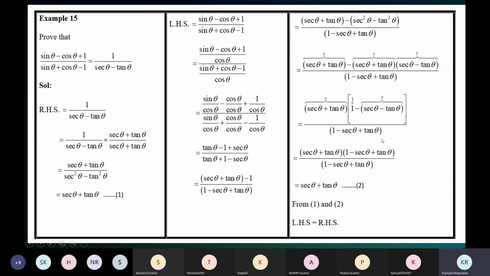Denominator as it is. So numerator is secant theta plus tan theta. Here 1 minus secant theta minus into minus plus tan theta. Open the bracket here. So minus secant theta plus tan theta. One minus secant theta plus tan theta.